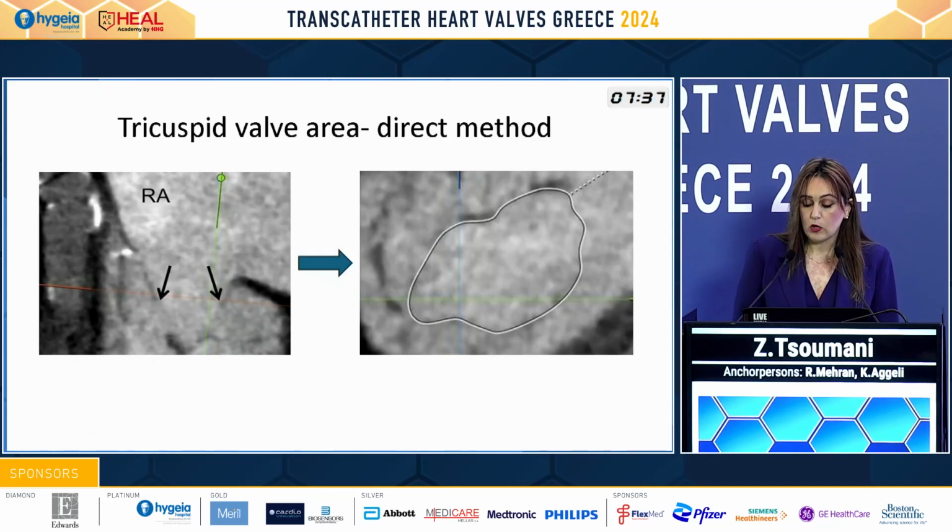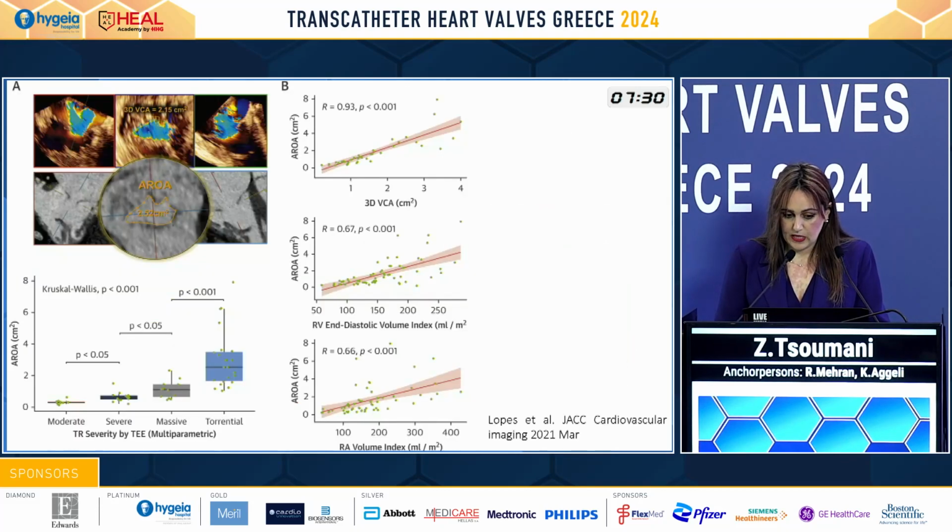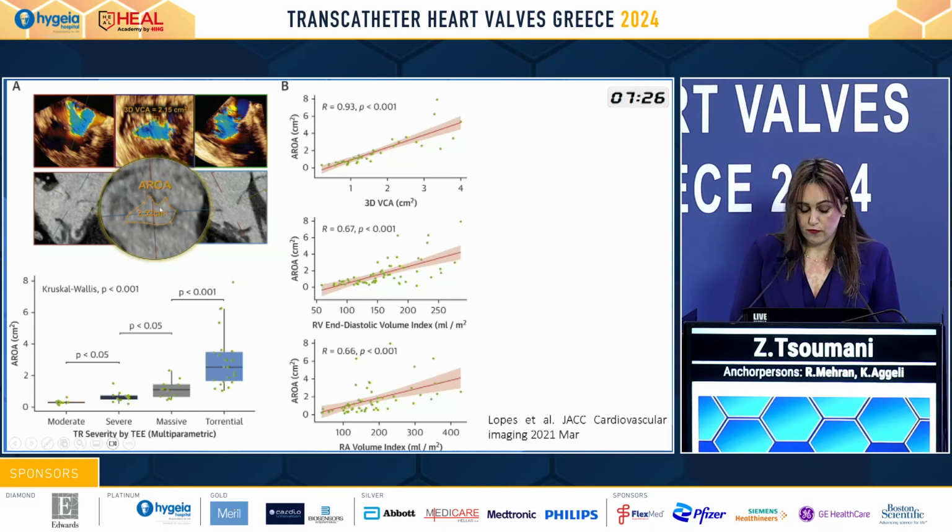We can apply the same technique to measure the gap, the tricuspid valve area. And studies have shown that this gap, as we measure from the anatomical regurgitant orifice area, correlates very strongly with the vena contracta as assessed by 3D TEE, and moderately correlates with the right ventricular and right atrial remodeling.